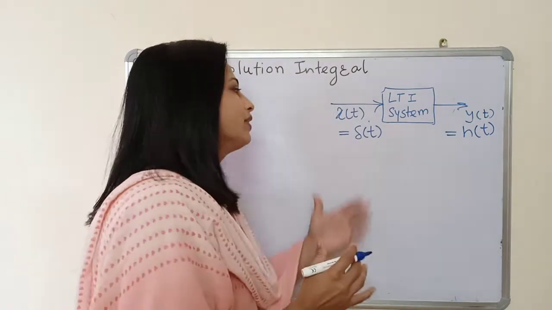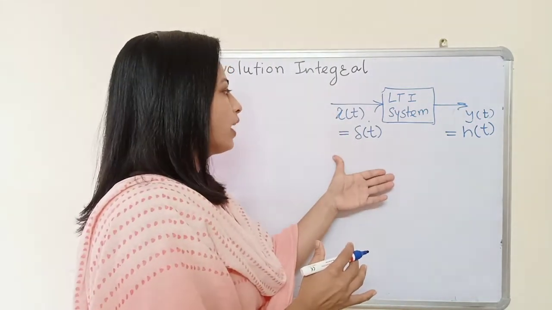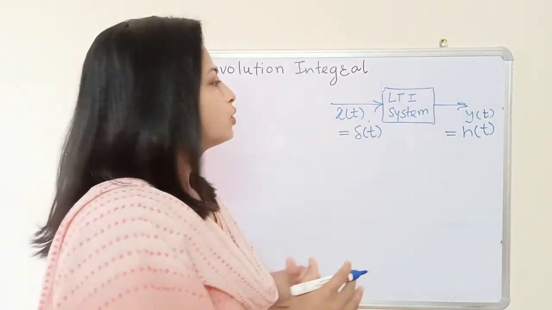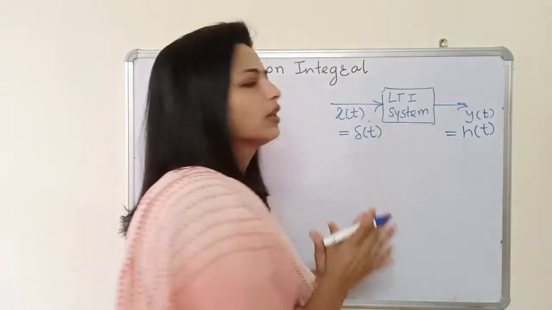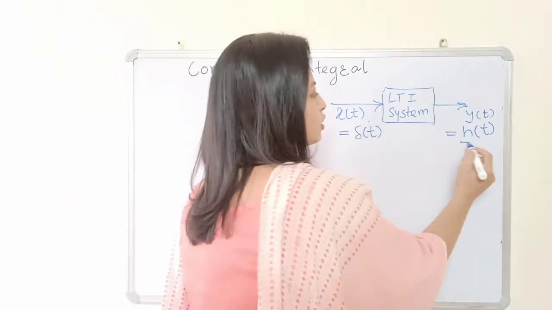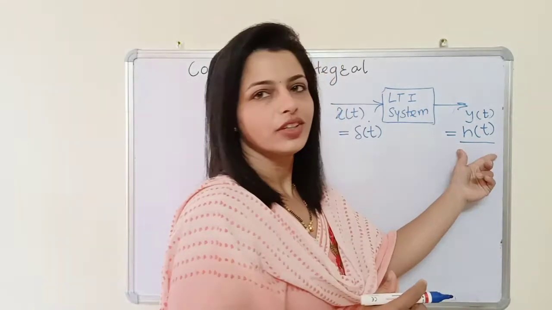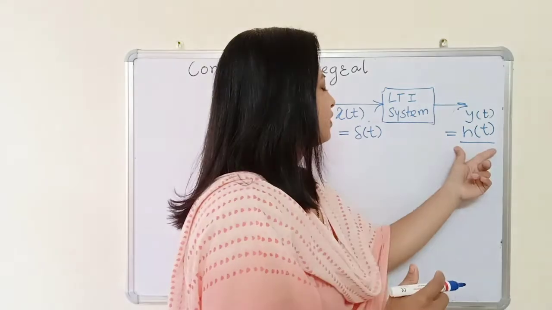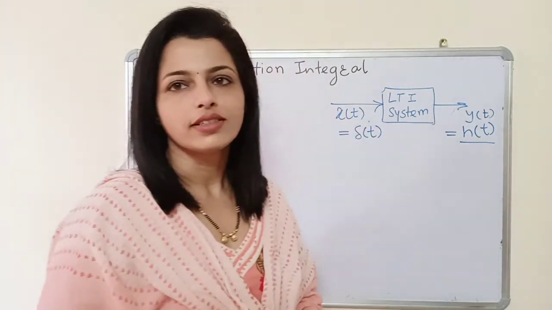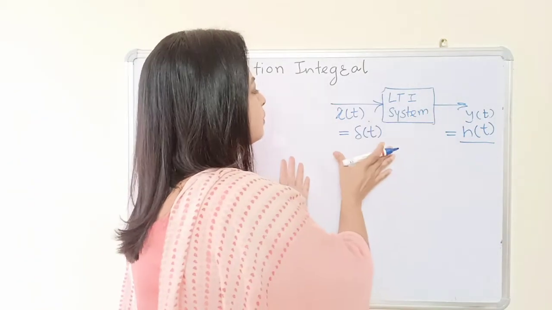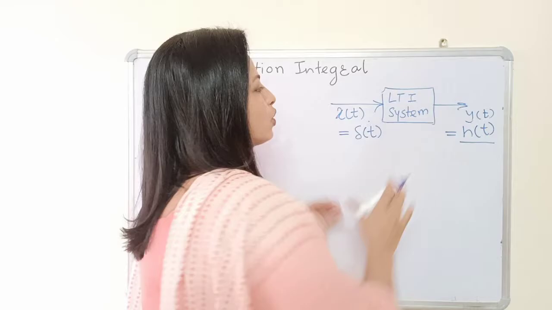When we give an impulse signal as input, the response to the impulse is called the impulse response of the system. So the impulse response of the system is h of t. You have referred to this h of t many times while studying signals and systems. It is the basic response of the system.